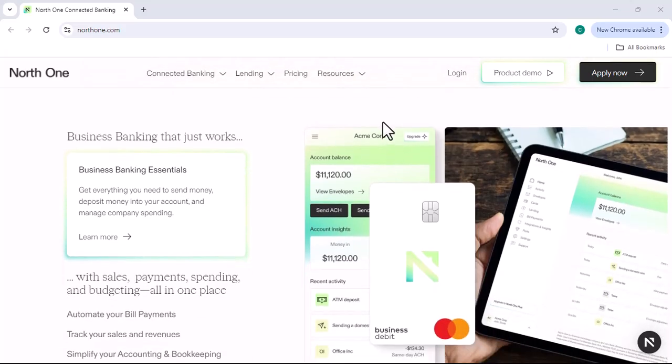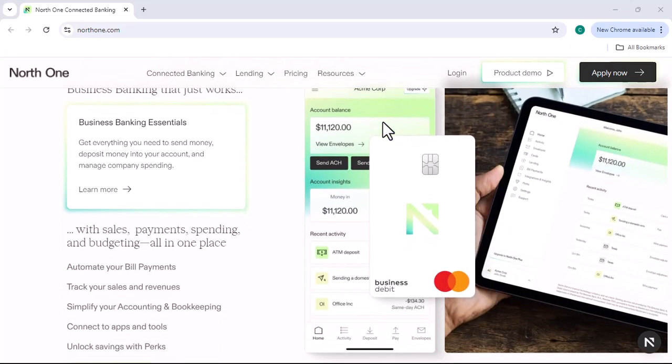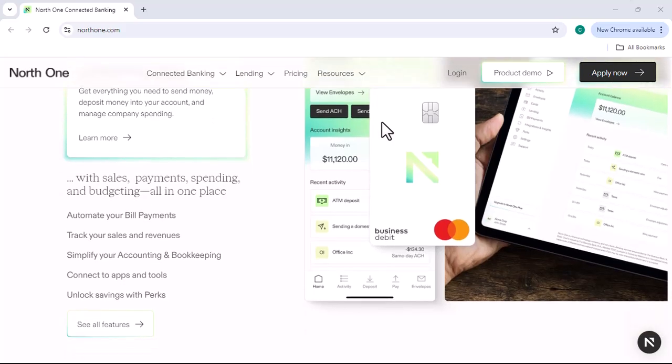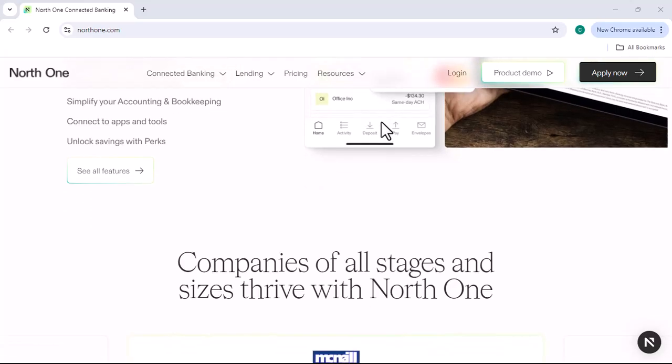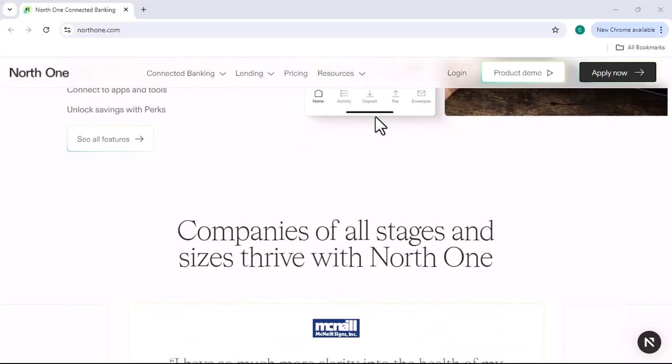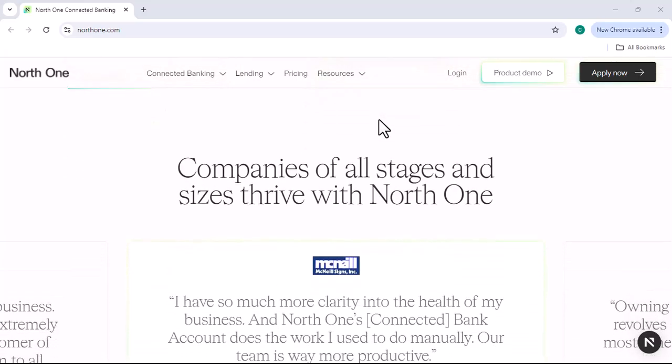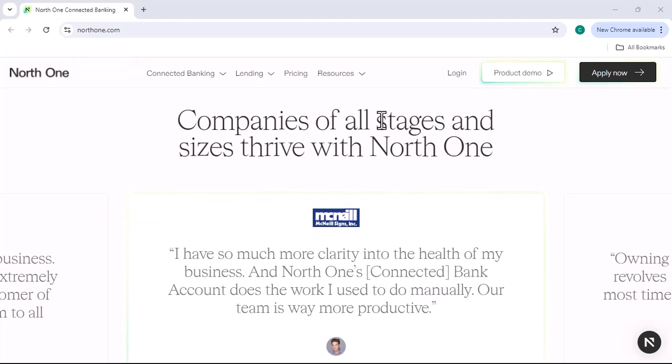Second, endorse the back of the check correctly. This usually involves signing your name and sometimes writing "for mobile deposit only." Follow the instructions provided within the Northone app carefully to avoid any issues. Incorrect endorsement is a very common reason for mobile check deposit failures.